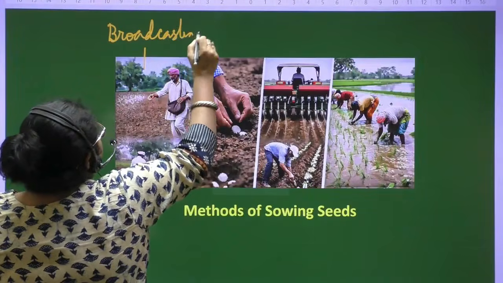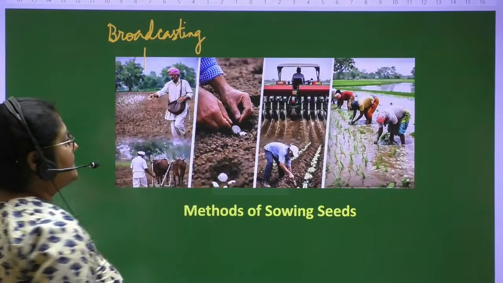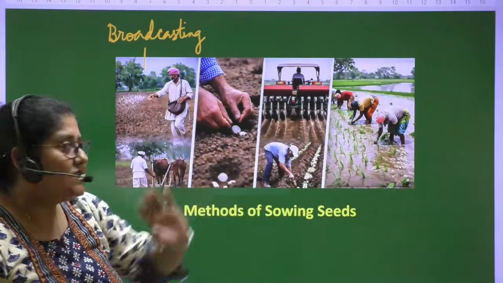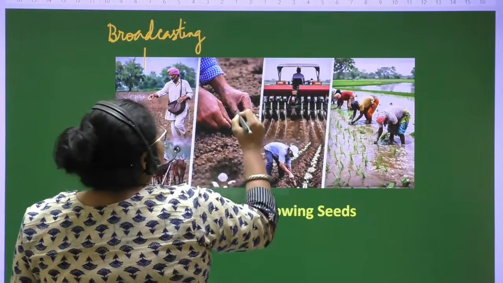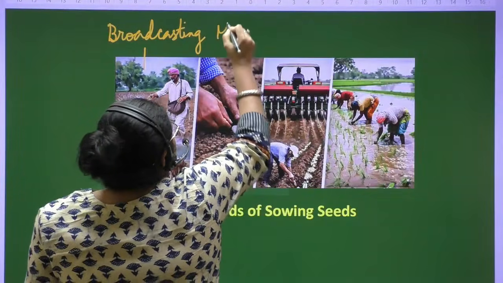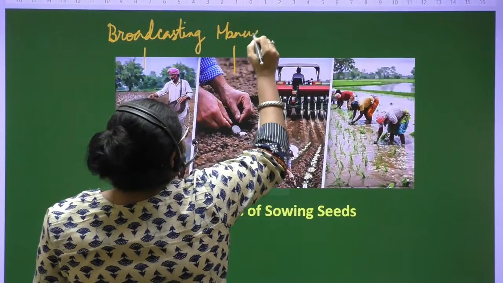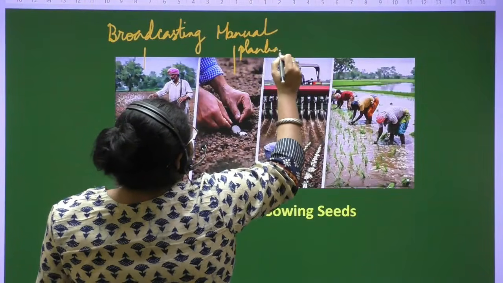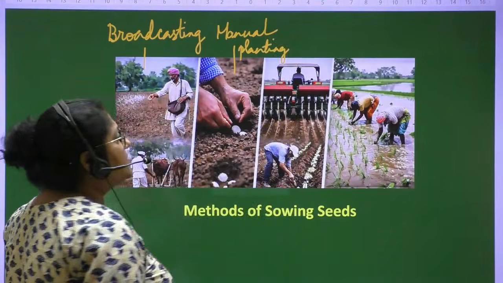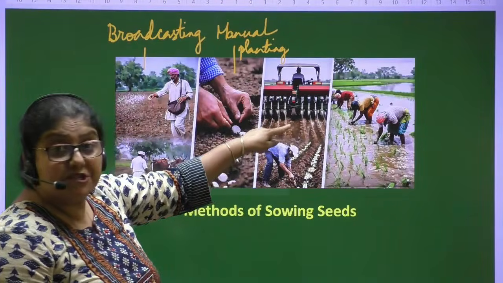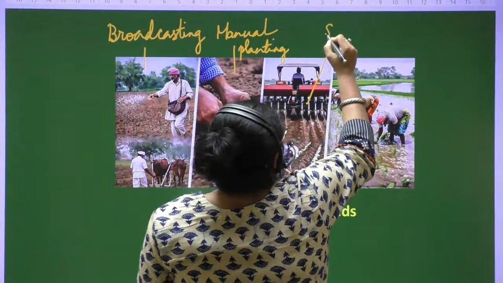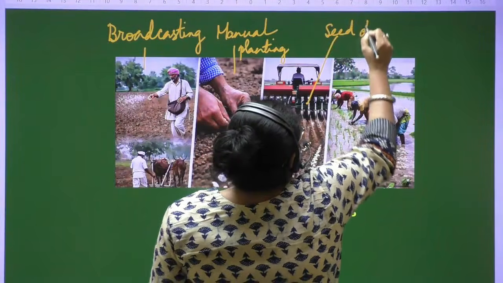Here, the farmer is simply planting the seed on the soil, and hence this process is called manual planting. In the third case, you find it is a machine which is sowing the seed. This machine is called a seed drill.